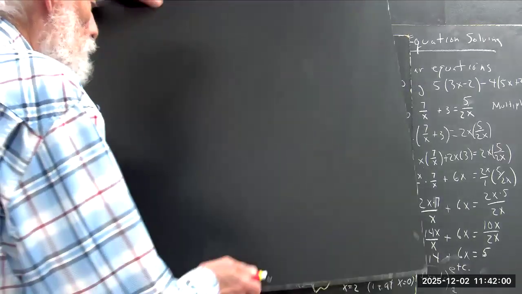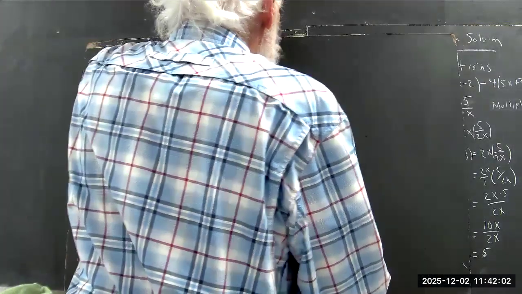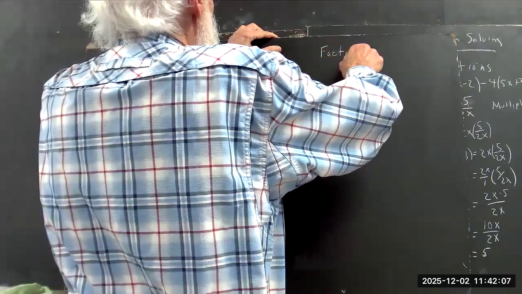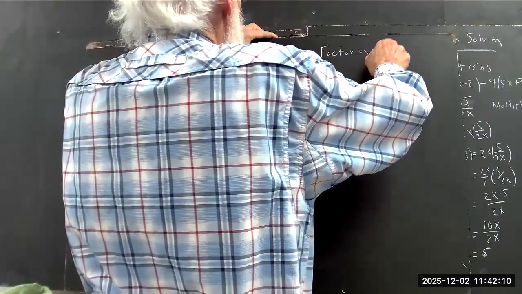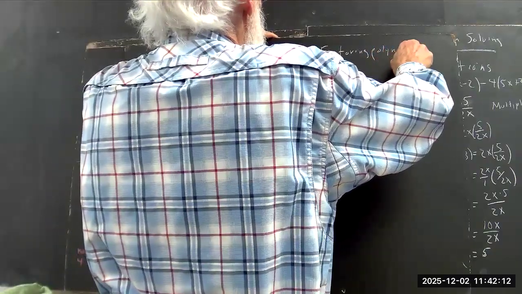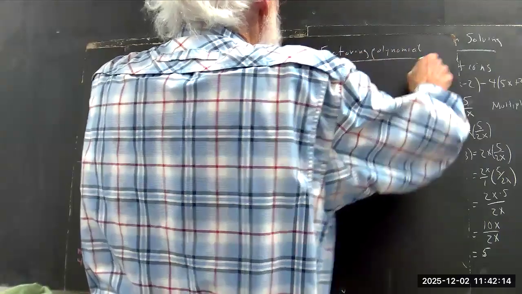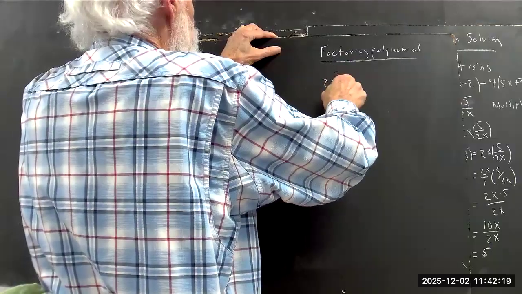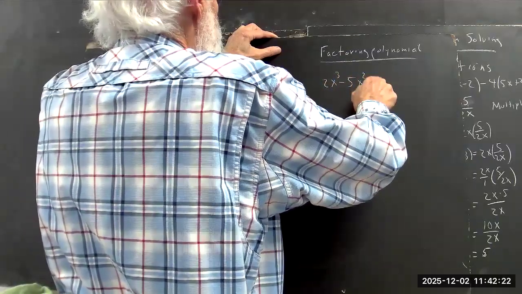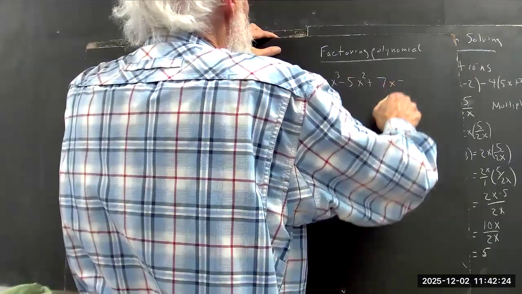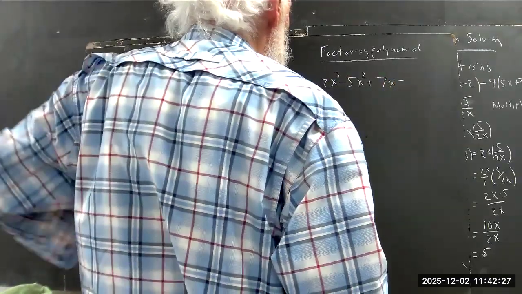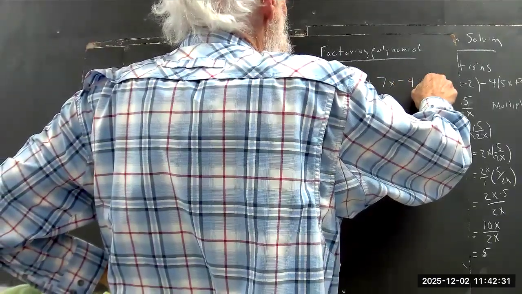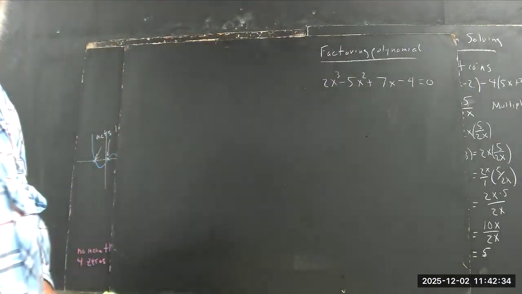I'm going to go ahead and talk about factoring polynomials. I'm probably not going to work through the details of this problem. Let's just take 2x cubed minus 5x squared plus 7x minus 4.